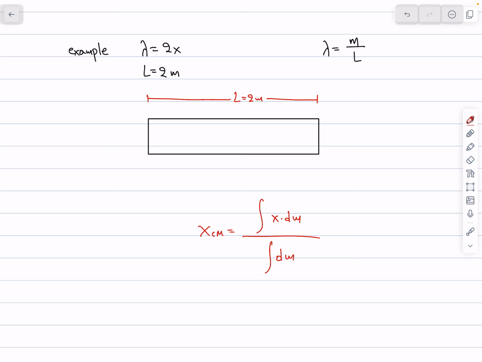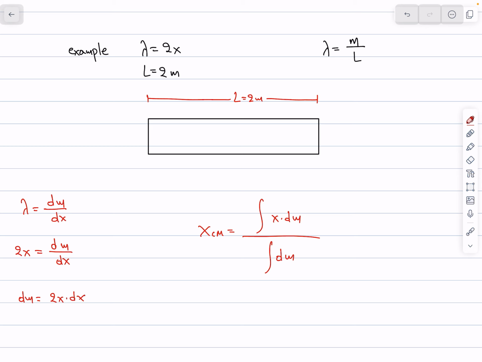Now, the problem with this integration is that it is an integration for dm, but what we know is a length. So somehow we need to change the differential dm to something that contains length or position x. In order to do that, we take the linear density lambda, which means dm over dx, and we solve for dm. Now this lambda is 2x, so we have 2x equal to dm over dx, and dm is equal to 2x times dx.